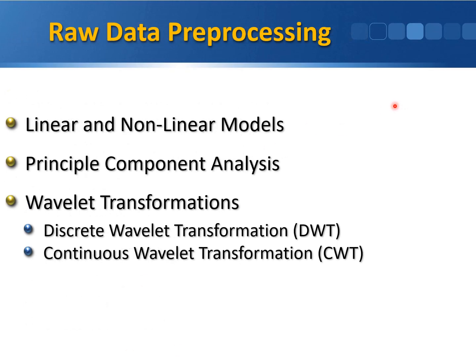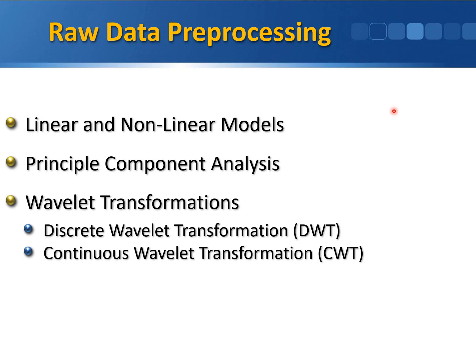In order to produce input compatible with the neural network we are going to use, we have to prepare our data set so that it can be used by the neural network to train the whole pattern set, 1750 patterns. There are three basic or primitive mechanisms used for raw data preprocessing: linear and non-linear models, principal component analysis, and wavelet transformation.